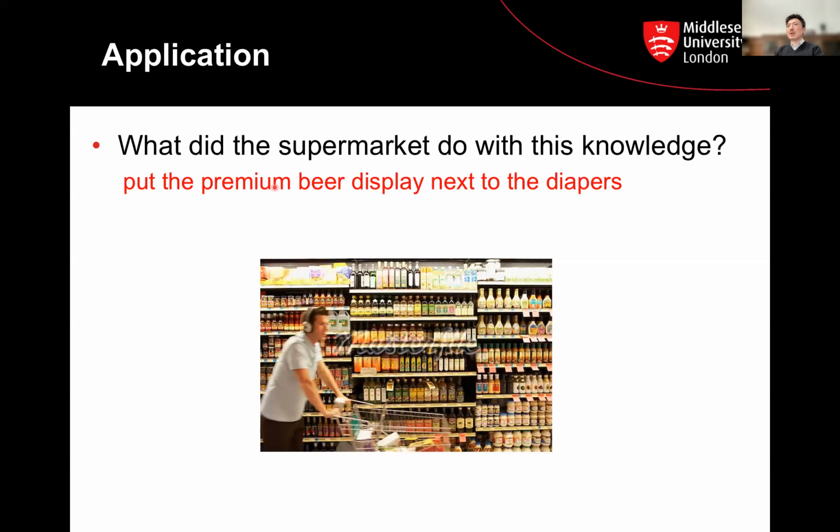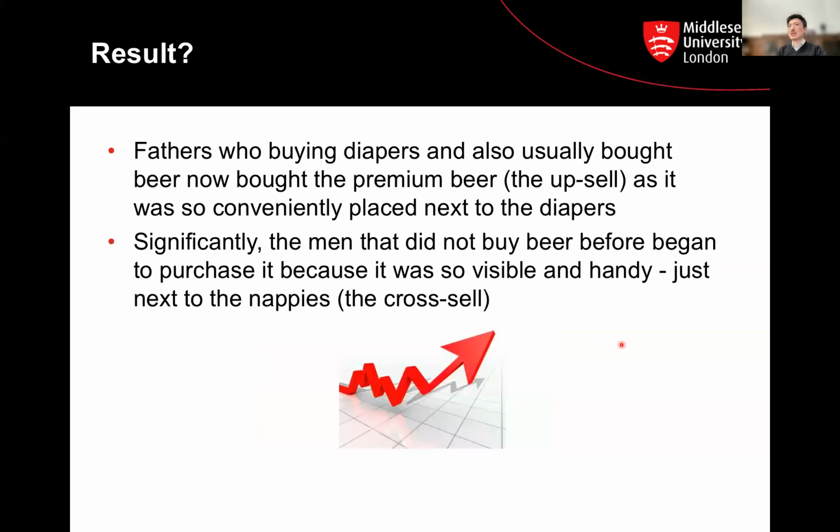Okay. And so if that is true, or there's this kind of pattern, what the supermarket does is put the more expensive beer next to the nappies, because they know these are the husbands buying nappies for their baby, but they would also like to pick up beer. So they put the more expensive beer there to improve the profit, because now more people are buying more expensive beer.